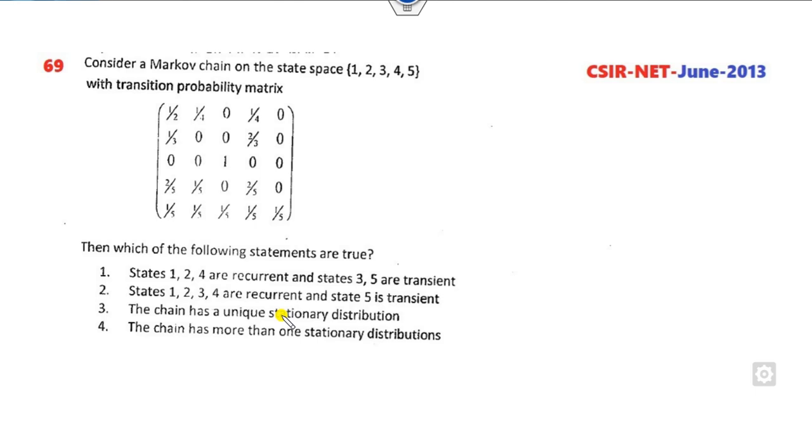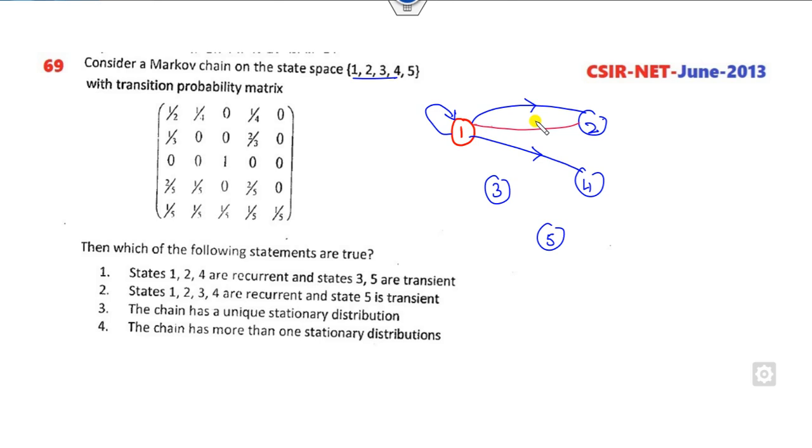Okay, look at another one. Which of the following states are recurrent, and which has a unique stationary distribution? That's again very simple. You can draw the diagram. Always draw the diagram, it will be easy for you. There are 5 states: 1, 2, 3, 4, 5. 1 to 1, 1 to 2, 1 to 4. Fine. Then 2 to 1, 2 to 4.